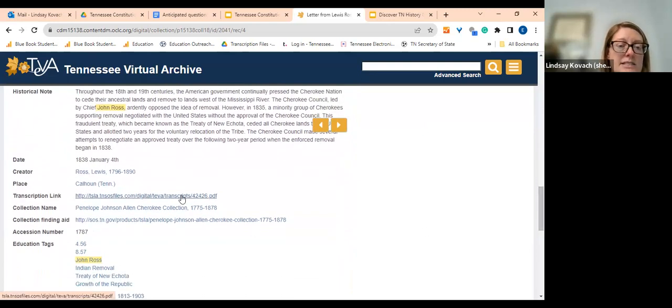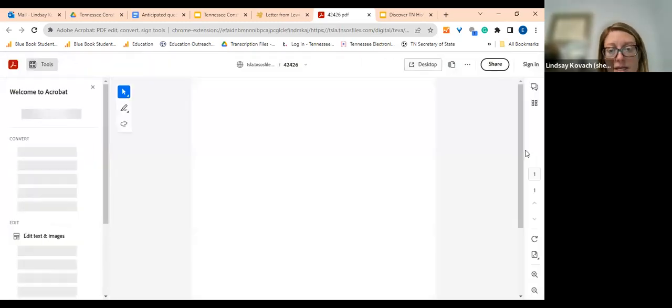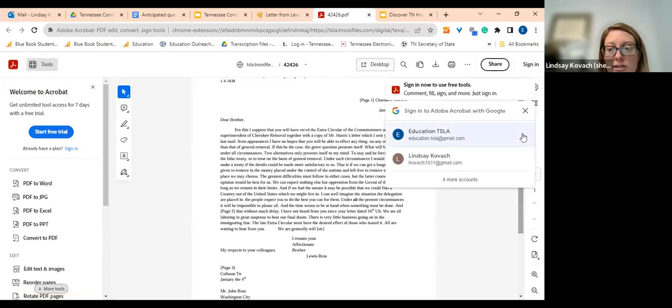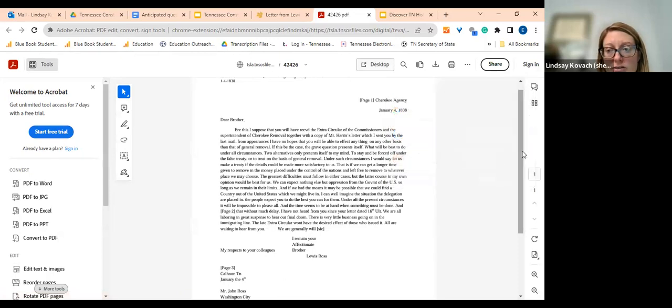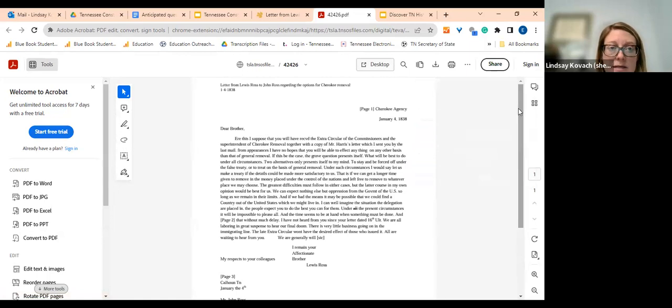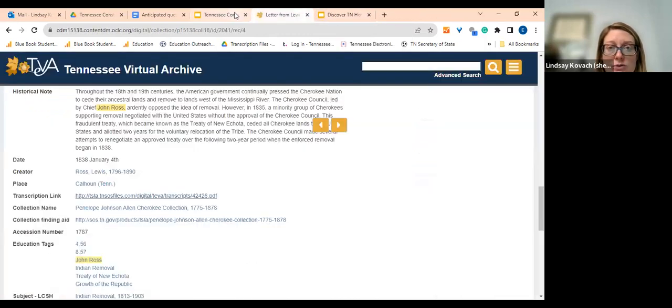But if you want to see a PDF of the version, you just click on that transcription link and it will pull up the PDF as it's loading. And there you would have our transcription of the document that was just shown for you. So that is something we did work hard for educators to have in their classroom, and it's a nice addition to our primary sources that we have.